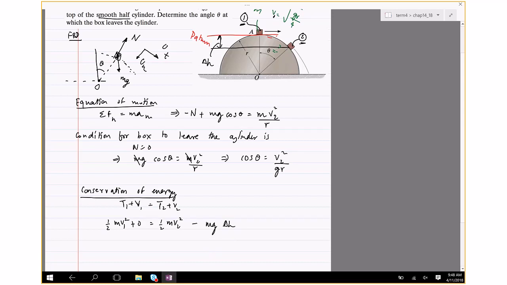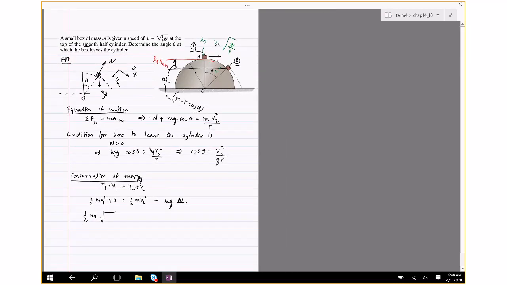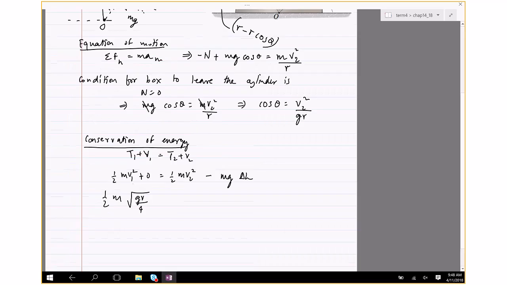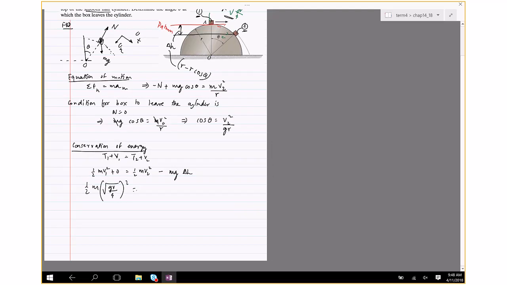The potential is negative. So what's delta H? R minus R cosine theta, right? So I'm going to sub in the values for v1, it's square root of gr divided by 4 because it's given here, and that is squared, equals half m v2 square, that's an unknown, minus mg times r minus r cosine theta.